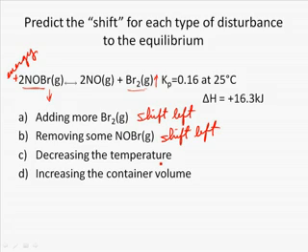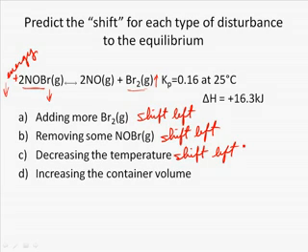Decreasing the temperature. If I decrease the temperature, that's like removing energy on this side. That's going to make it shift back towards my reactants because that's the side the energy is on. So it's going to shift left on that one.